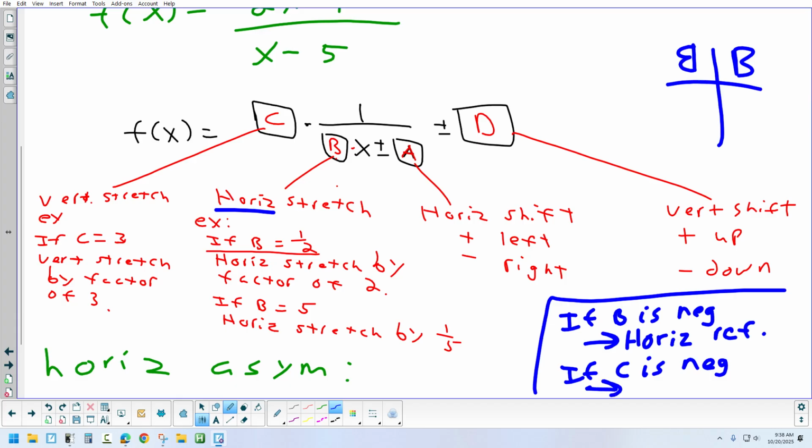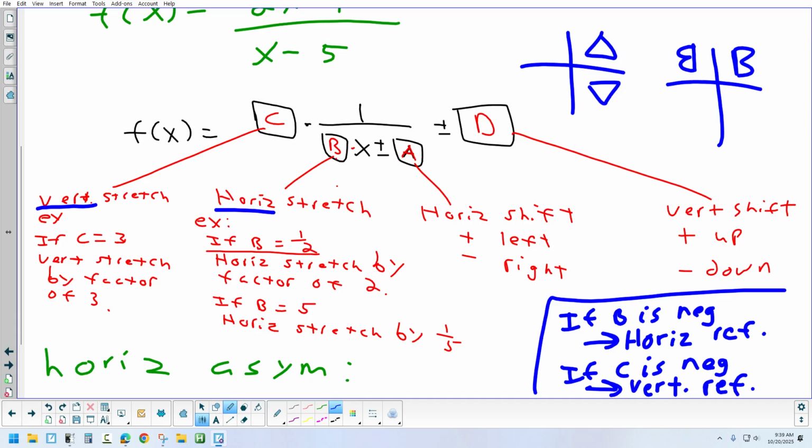And then if C is negative, what kind of reflection do you think that will be? Vertical, because C is vertical. So a vertical reflection would look like this. That's up to down. That's a vertical reflection. So if C is negative, vertical reflection. You can also say reflect over the x-axis. Okay, so that chart, that diagram right there, that describes all the different transformations.